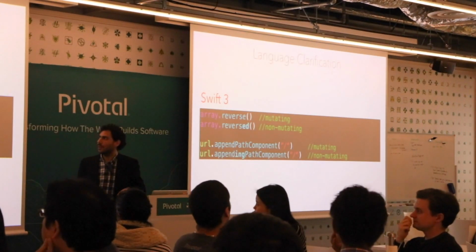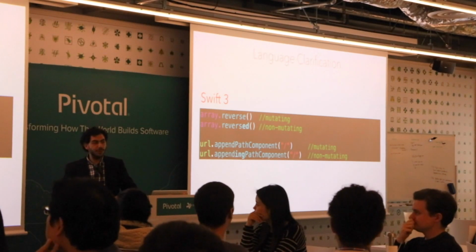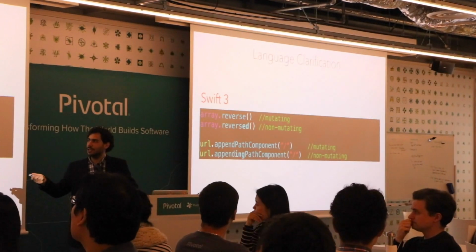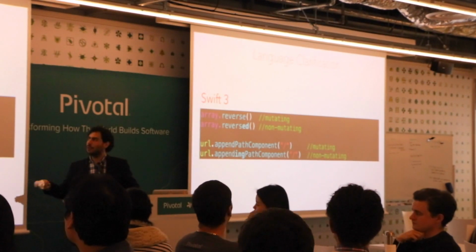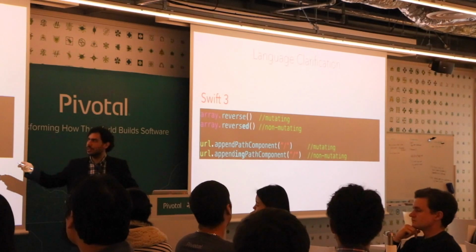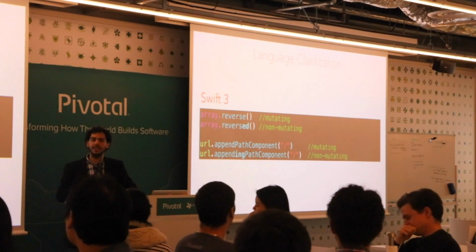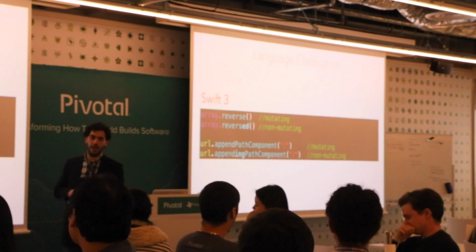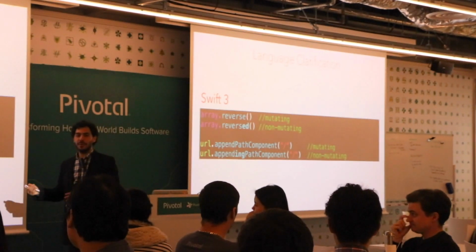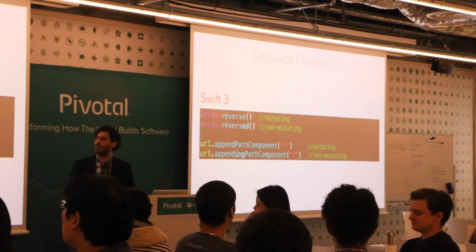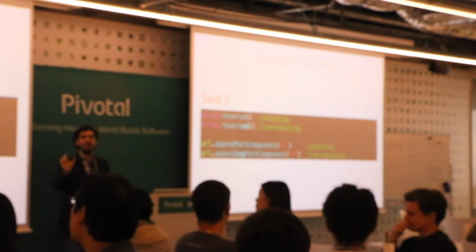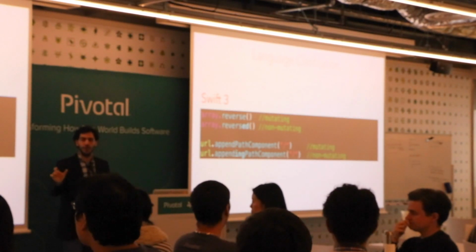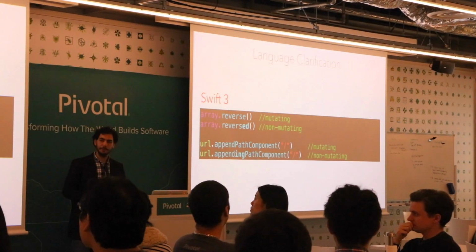Language clarification. Going into more detail with the language, they added conventions depending on the tense in which the method is written, so you will understand different things. The convention in this case is if you use reverse, it's going to change the value of the array. If you use reversed, it's going to give you a copy with the changed value. The same thing applies for append or appending. So just by reading the method, you can understand what's going on behind the scenes.